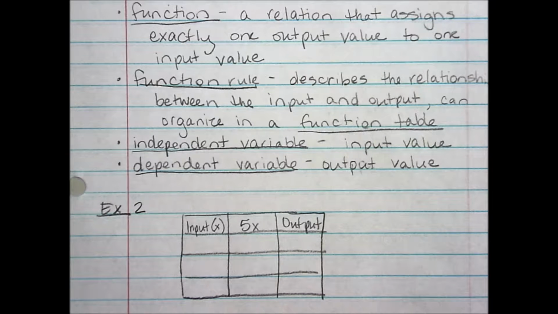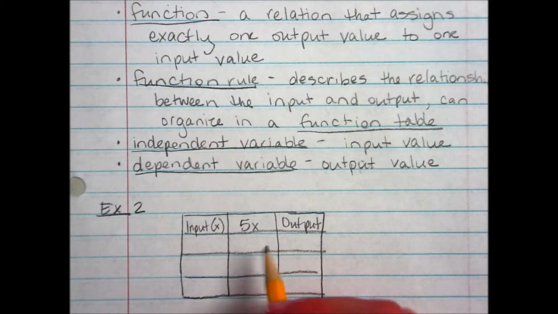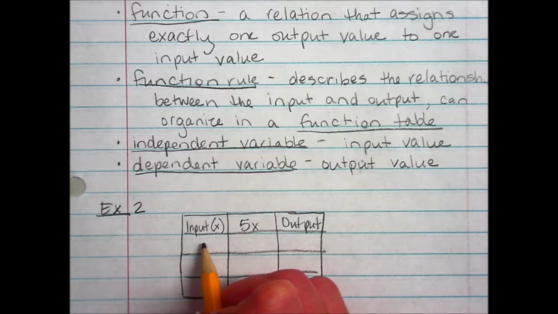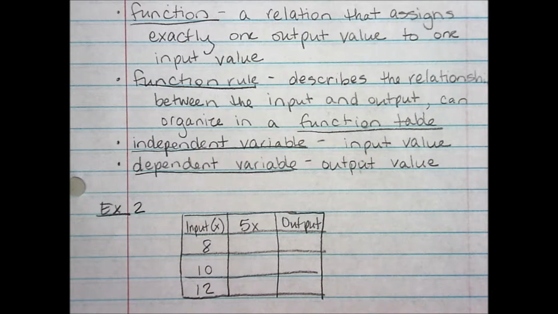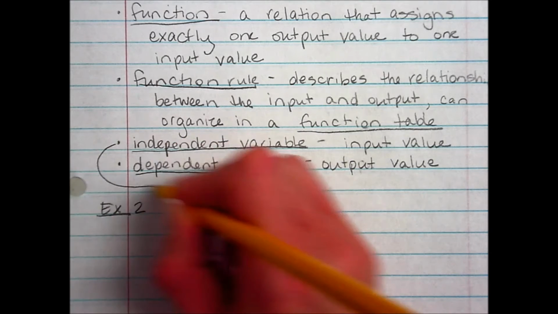Alright, so our instructions are to complete the function table. The relation is the output is 5 times the input. Well, it already gave us that. The output will have to be 5 times the input. So we have our independent variables here. If you want, you could draw arrows.